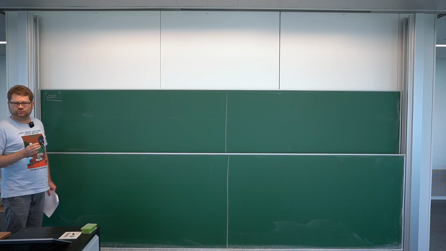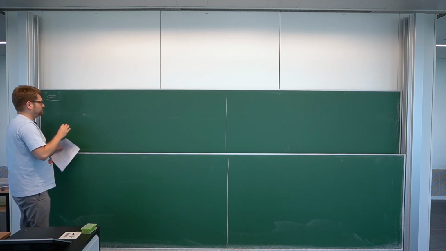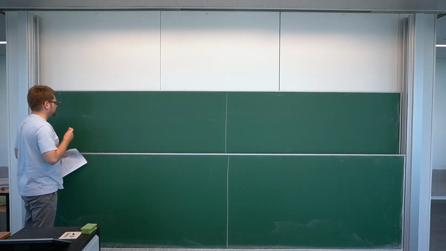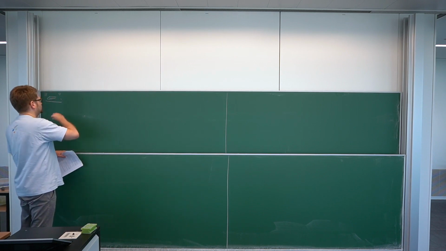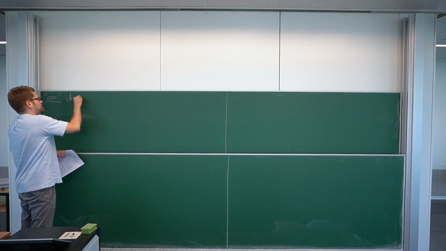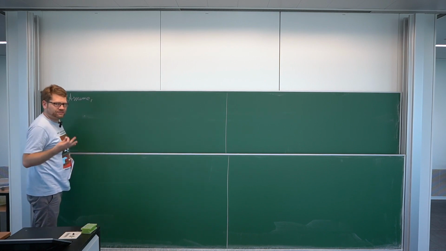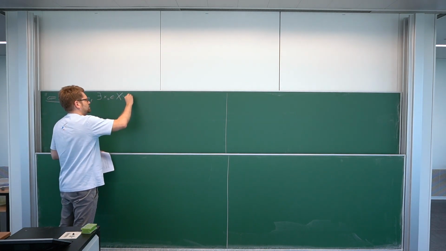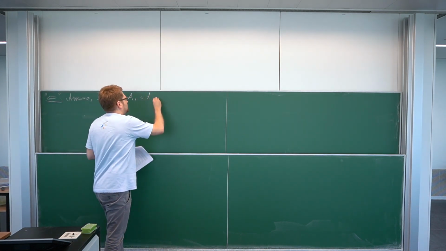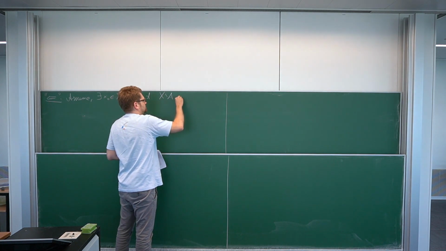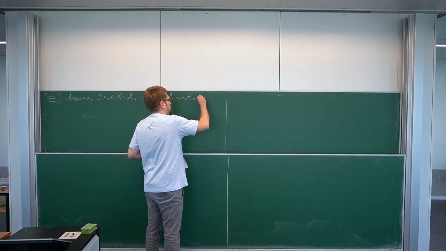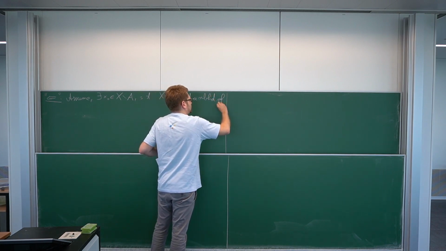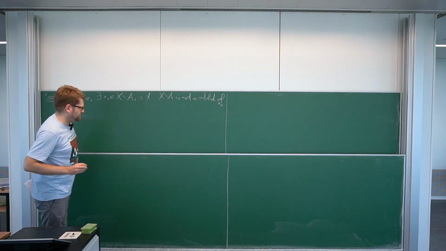For the opposite implication, we again argue by contradiction. This time, we assume that this limit property holds. I want to show that the set is closed, and so let's do this by contradiction. So assume the complement is not open, and this means there exists some x0 in X without A, such that X without A is not a neighborhood of x0.